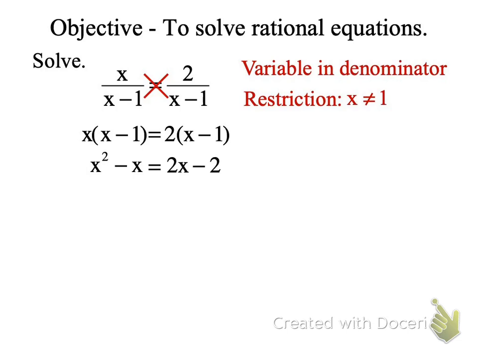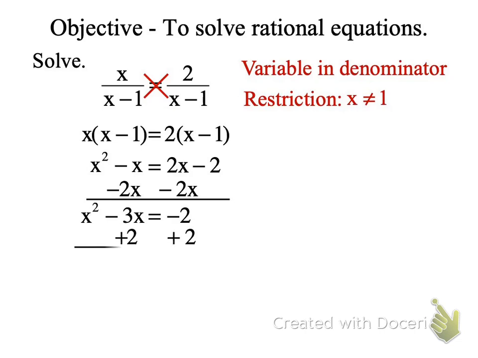Now what? Subtract 2x from both sides. Then add 2. What's the easiest way to finish this up? X marks the spot. Let's factor it.